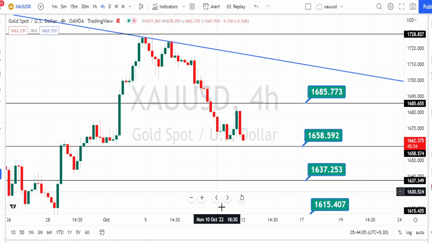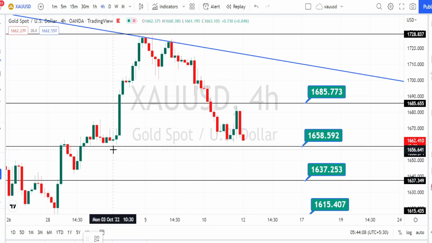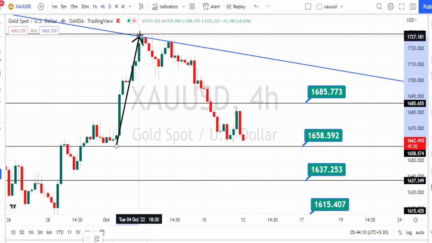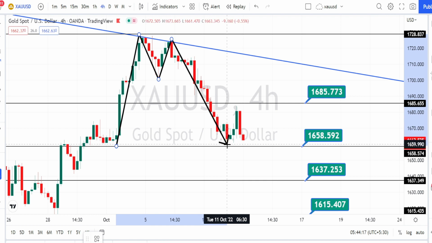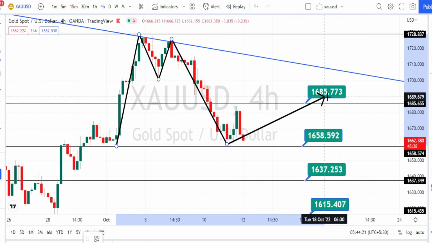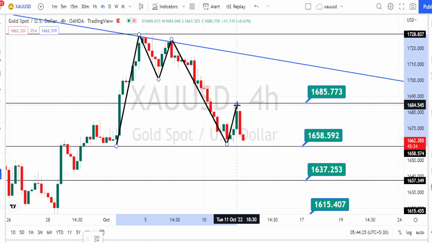I'm in 4 hours time frame now. When we look at the price action in 4 hours time frame, as explained in yesterday's price action analysis also, previously the price action formed a very nice double top pattern, and it made a little bit of retracement, but it couldn't break the resistance level of 1685, and currently we are noticing the bearish trend reversal to happen in 4 hours time frame also.